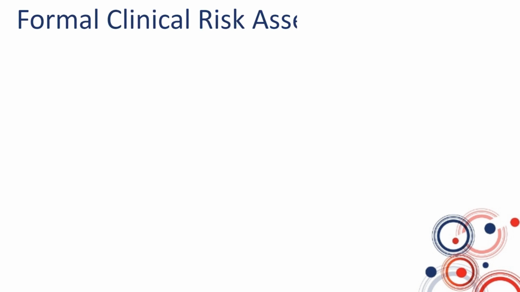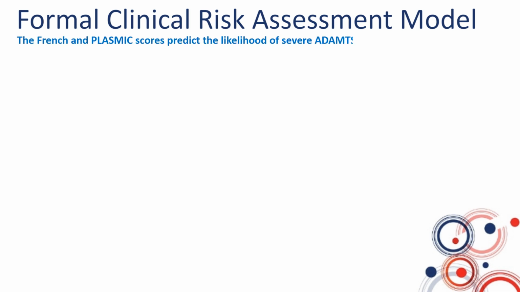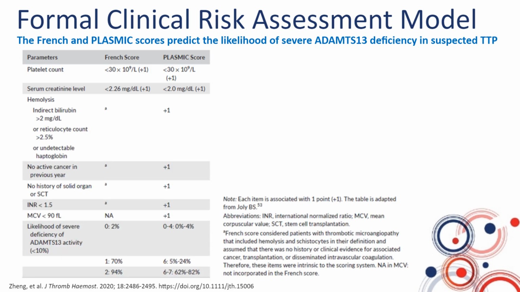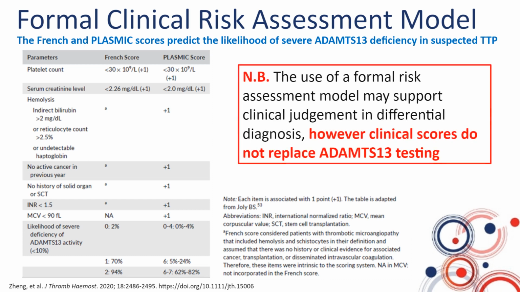Is what I told you about the clinical manifestation and the simple laboratory features that I showed you enough? I would say that they help a lot. For example, the French and PLASMIC scores predict the likelihood of severe ADAMTS13 deficiency, particularly in those patients where you have the suspicion of TTP. However, the use of this formal risk assessment cannot substitute the measurement of ADAMTS13. This is the first message that I want to leave, and that's a very important message of the guideline.